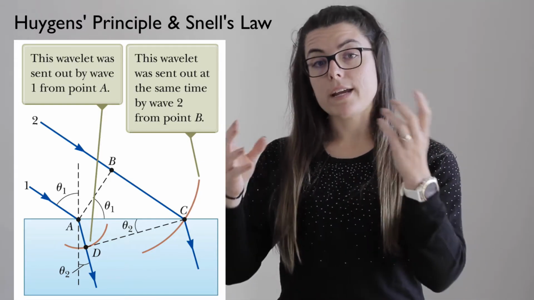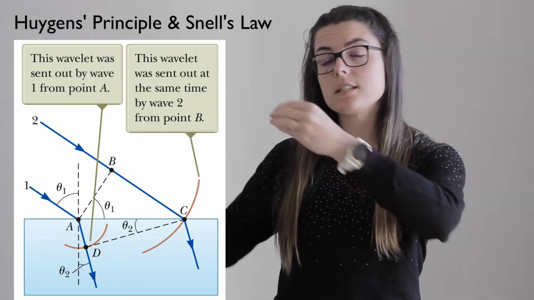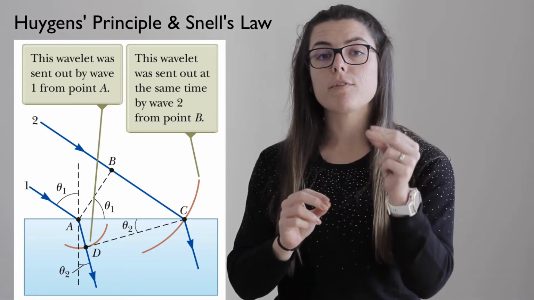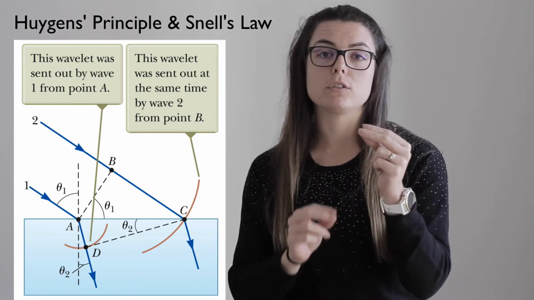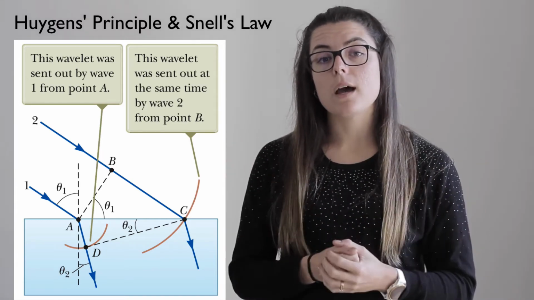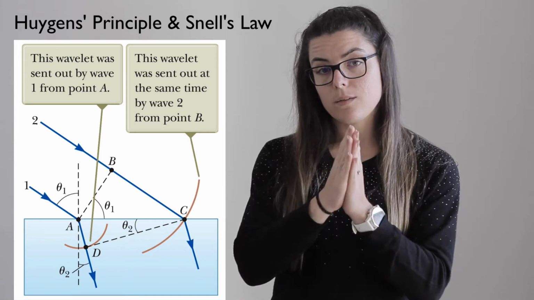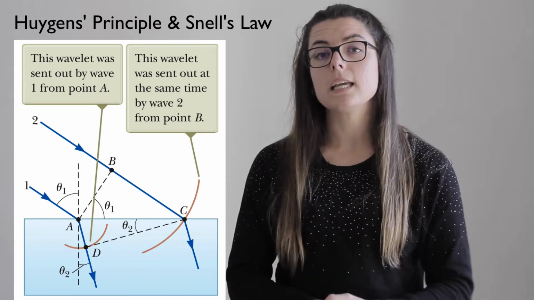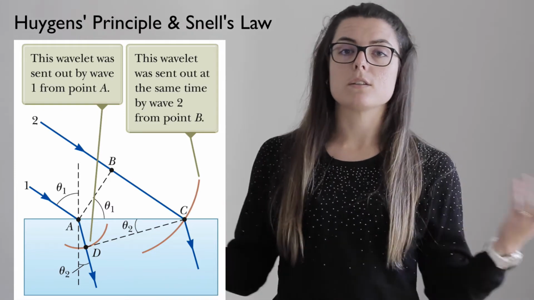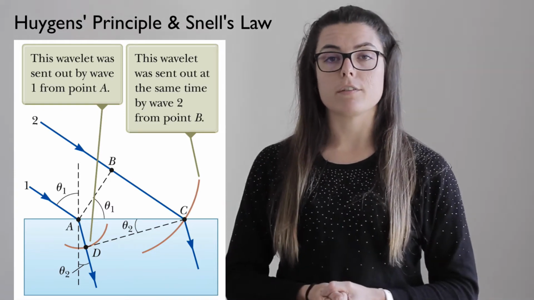Now while ray 2 is making this extra distance from B to C, ray 1 has travelled from point A and it has travelled to point D. The angle that ray 1 now makes when it's travelled from A to D with the normal is going to be theta 2, and this is what we would usually call our angle of refraction.